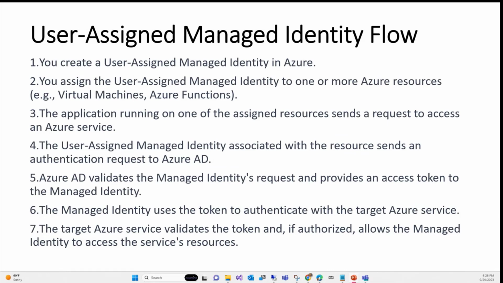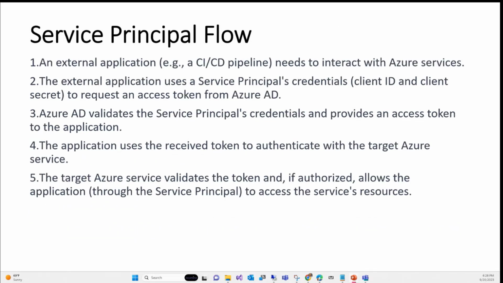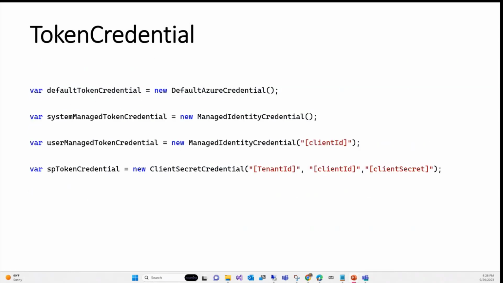Same thing with the user assigned identity. Instead of turning it on at the resource level, now we create one and then we apply the same principles. And the service principal flow is for a CI/CD pipeline. You create the service principal and then the access token, you need it and use it, create a client ID and client secret based token, and then send it over there. So this is how you create the token credentials.